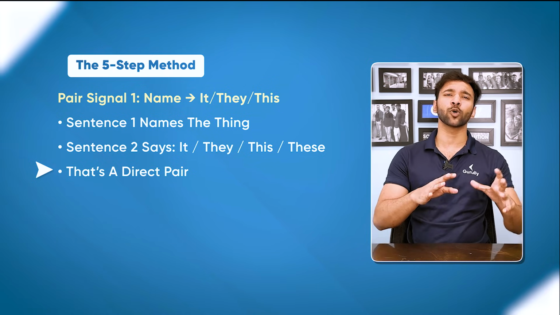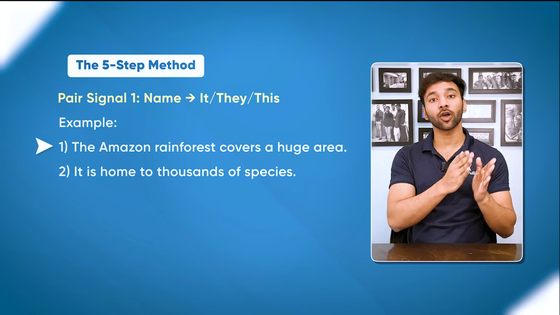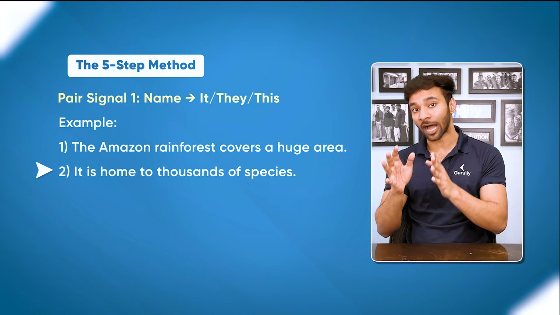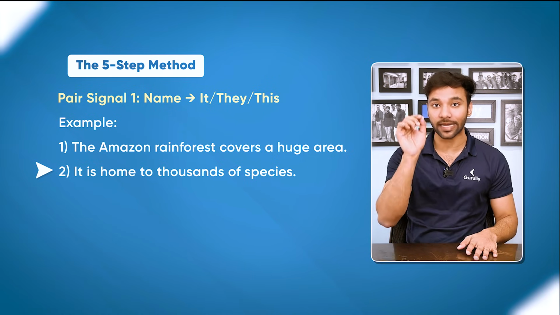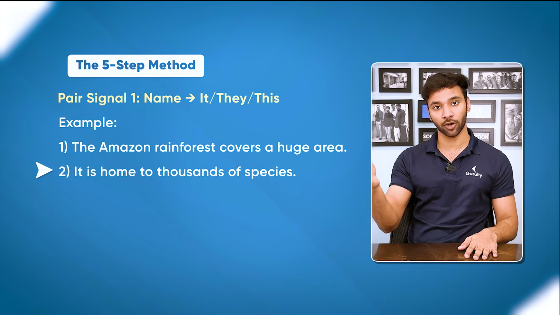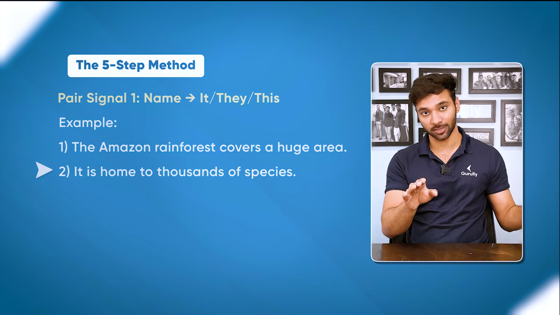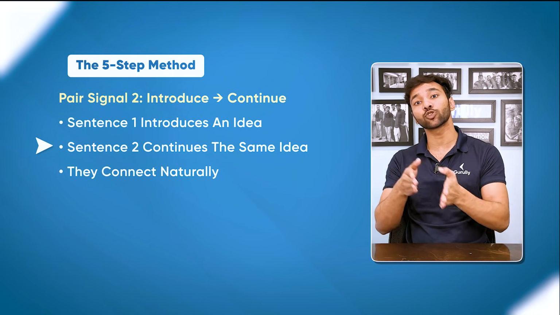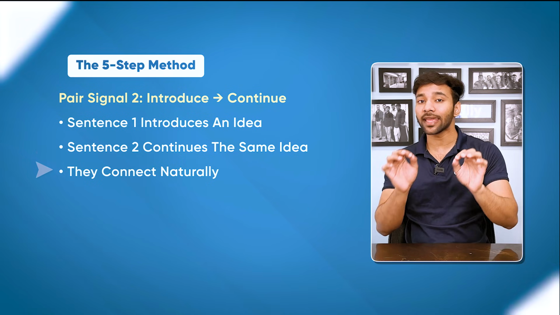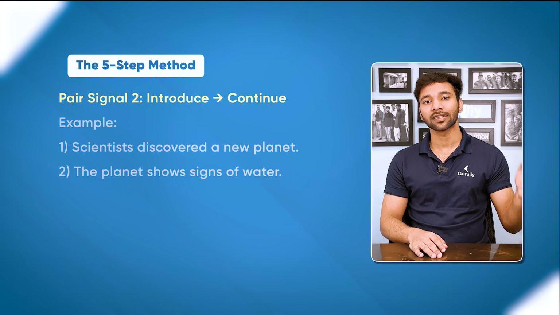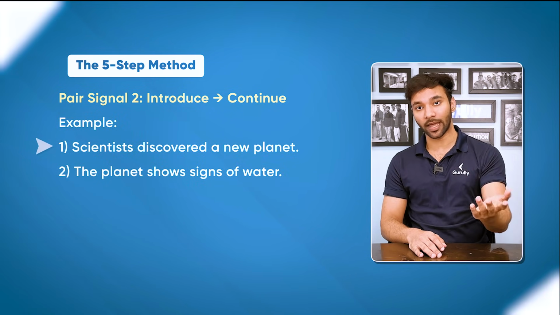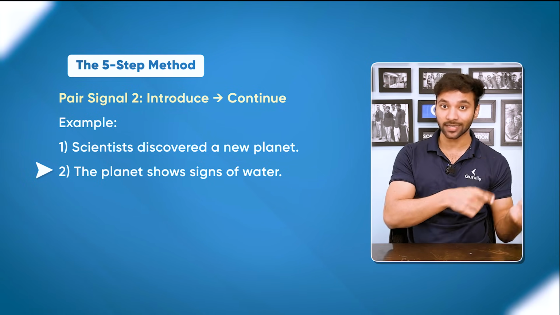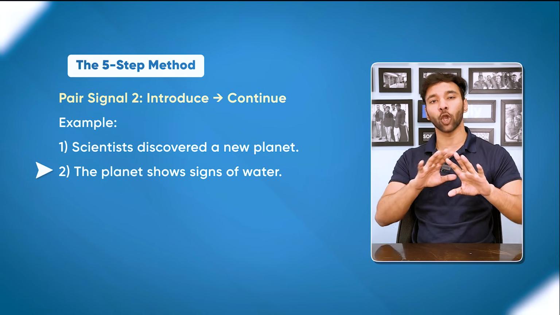For example, let's look at a direct pair. The Amazon rainforest covers a huge area. It is home to thousands of species. The word it clearly refers to the rainforest, so that pair is locked. Signal number 2. If sentence 1 introduces something and sentence 2 continues the same thing, they connect naturally. For example, scientists discovered a new planet. The planet shows signs of water. New planet, the planet. This is also a locked pair.